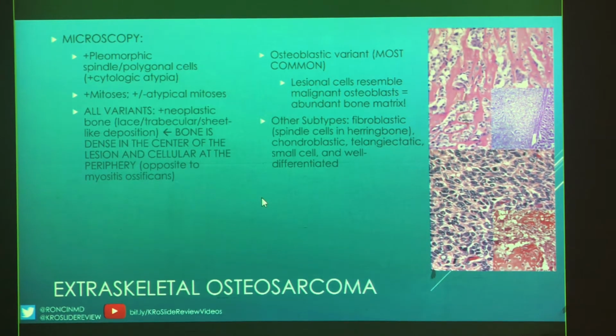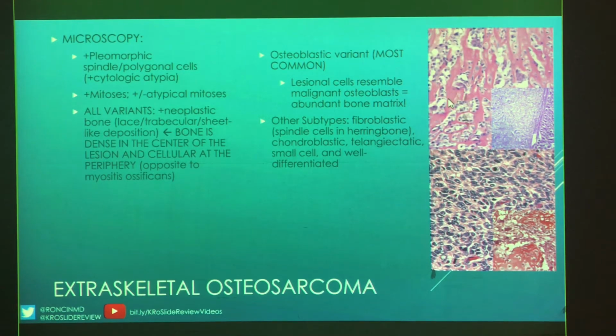All variants, regardless of the variant, you should have neoplastic bone, which when they say neoplastic bone, they mean stuff like this, where it has somewhat of a lacy or trabecular-like network. You can have instances where it's sheet-like, just a sea of this neoplastic bone. And the bone should be dense and in the center of the lesion as well as at the periphery. Bone should be dense at the center of your lesion, and it should be very cellular at the periphery. This is completely opposite to myositis ossificans, where your bone is going to be dense at the periphery of the lesion and your cellularity is at the center.